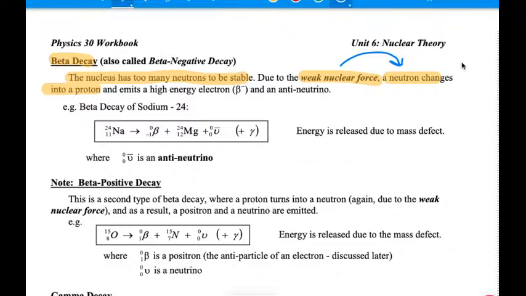So we're getting a neutron changing into a proton, and since we need conservation of charge, we need to balance that out by emitting an electron.